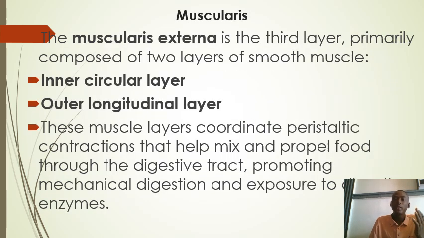The third layer is known as the muscularis layer. The muscularis externa is primarily composed of two layers of smooth muscle, which are the inner circular layer and the outer longitudinal layer. This muscle layer coordinates peristaltic contraction that helps mix and propel food through the digestive tract, promoting mechanical digestion and exposure to digestive enzymes.